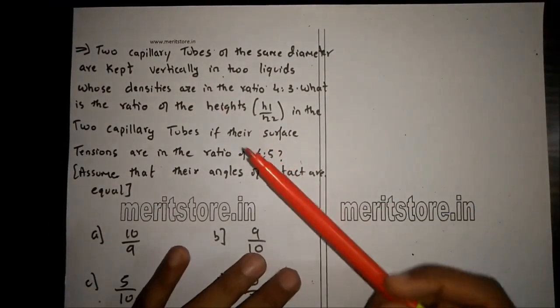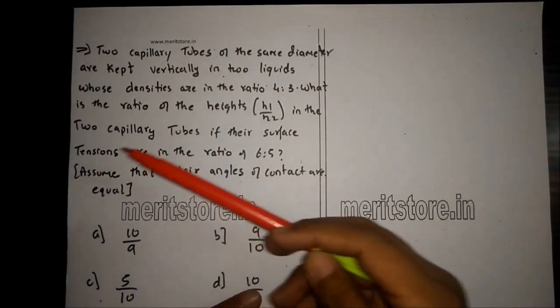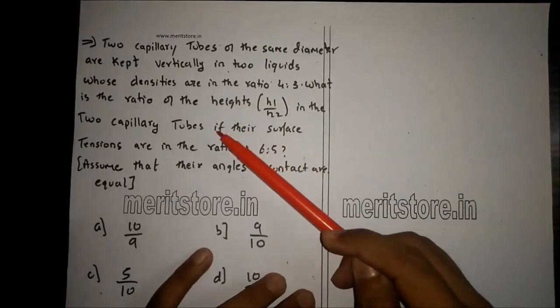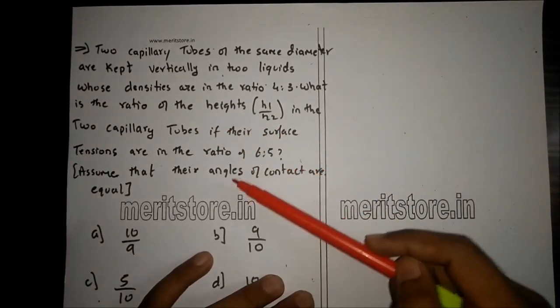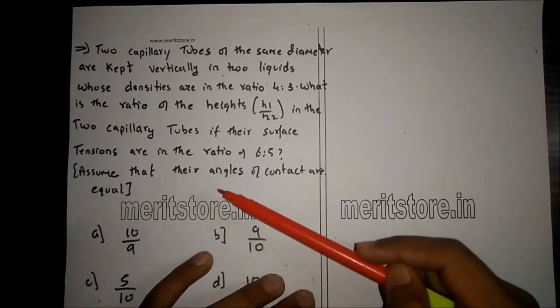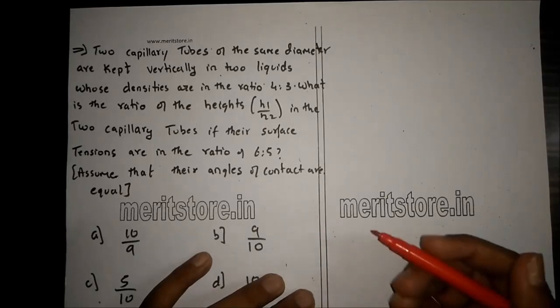Two capillary tubes of the same diameter are kept vertically in two liquids whose densities are in the ratio 4 is to 3. What is the ratio of the heights h1 upon h2 in the two capillary tubes if the surface tensions are in the ratio of 6 is to 5? Assume that the angles of contact are equal.